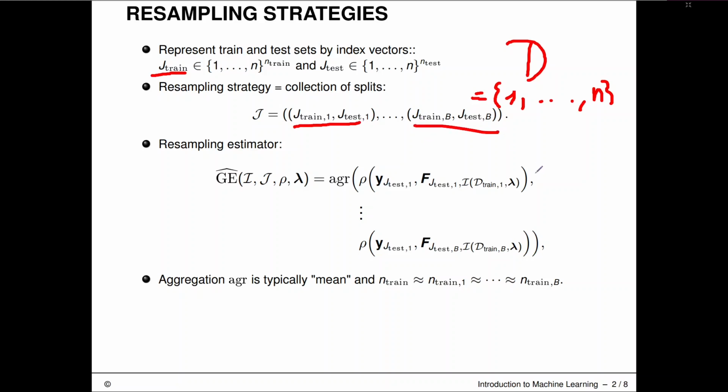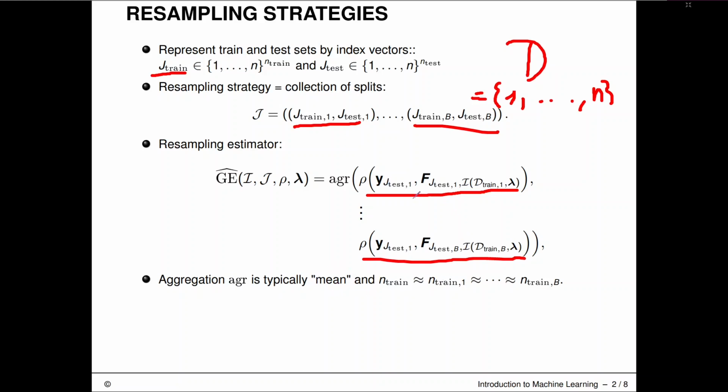B is usually my notation for the number of resampling splits. The resampling estimator looks a little bit ugly and lengthy, but in a certain sense, it's simply one holdout estimator for the first split and another holdout estimator for the second, and so on. And then I aggregate all of these holdout estimators together, and usually this aggregation means computing the mean.